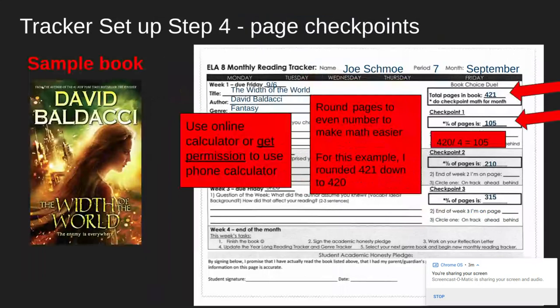Okay, for checkpoint number 1, you have to have 1/4 of your book completed. So you're going to take your total pages and divide it by 4. I have done that and got 105. Pause the video and find your 1/4 of your pages by taking your total pages in your current book and dividing it by 4. Then write that in under checkpoint 1, 1/4 of pages.